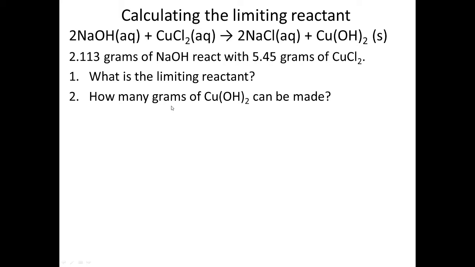If I do the limiting reactant calculation the right way, I'll figure out how much copper hydroxide I can get from each reactant separately. So I'll know which one the limiting reactant is, and I'll know how much copper hydroxide I can make. So I'm going to work with each number separately. First, let's do the sodium hydroxide. So I'm going to write the number down.